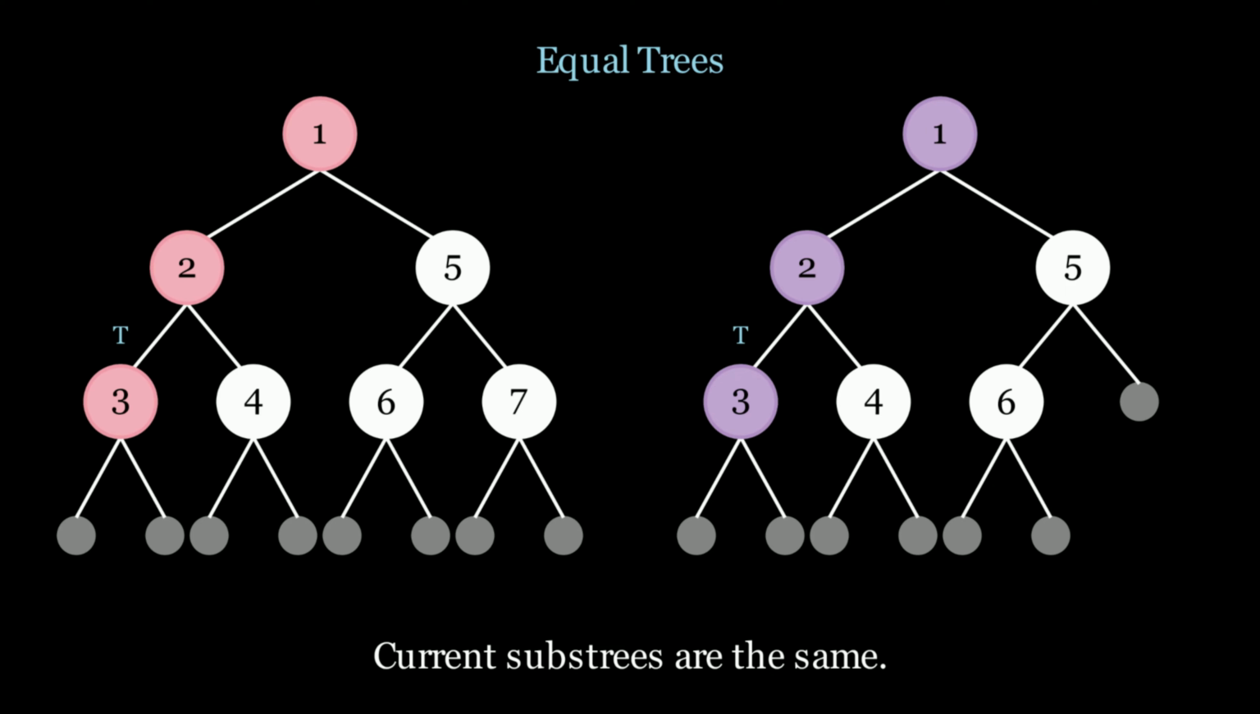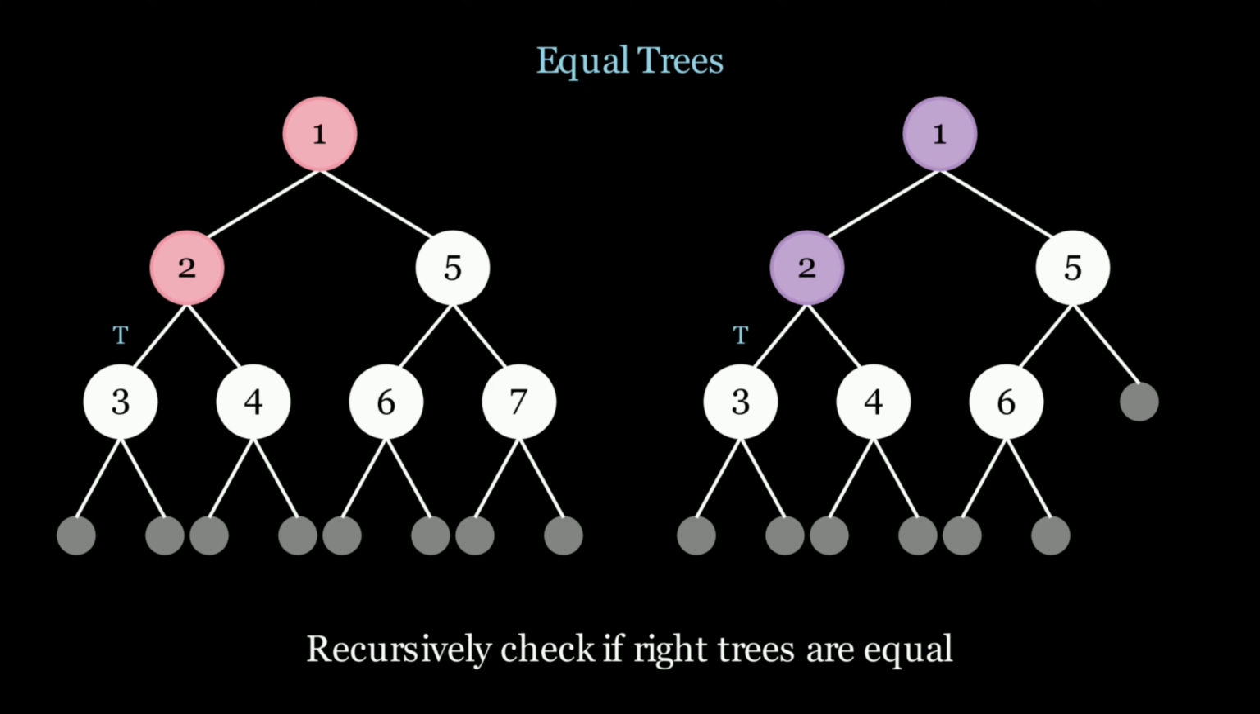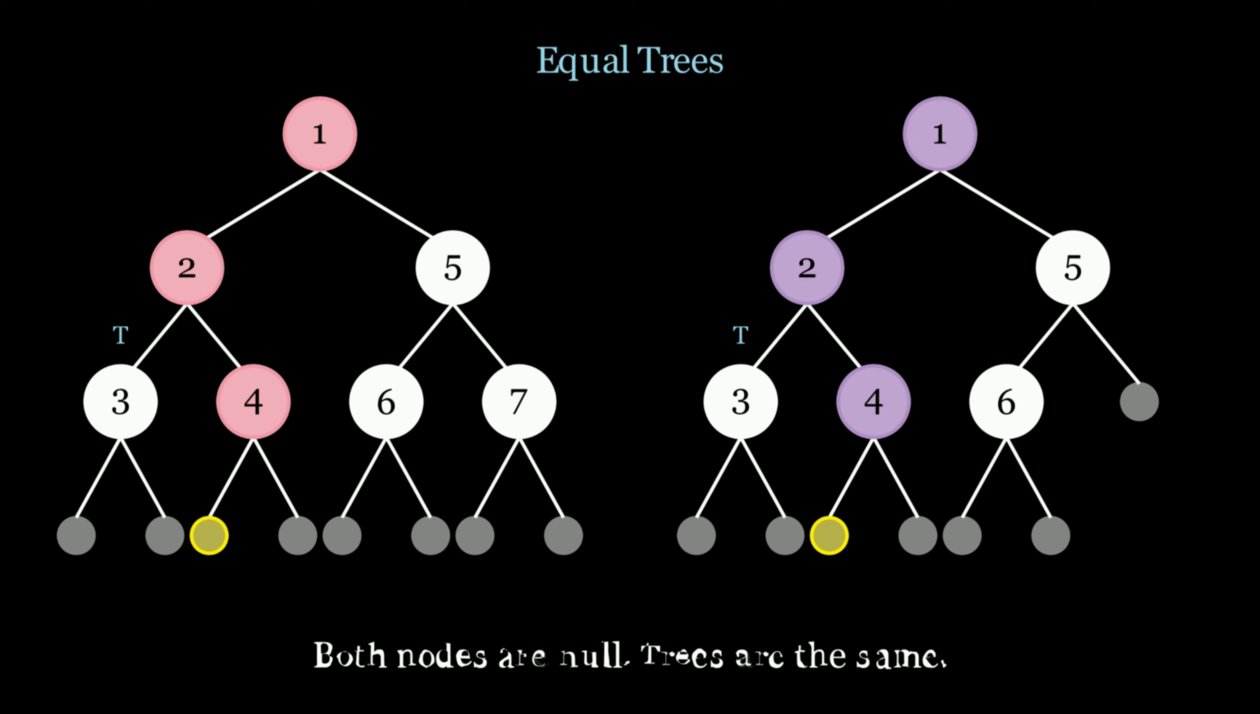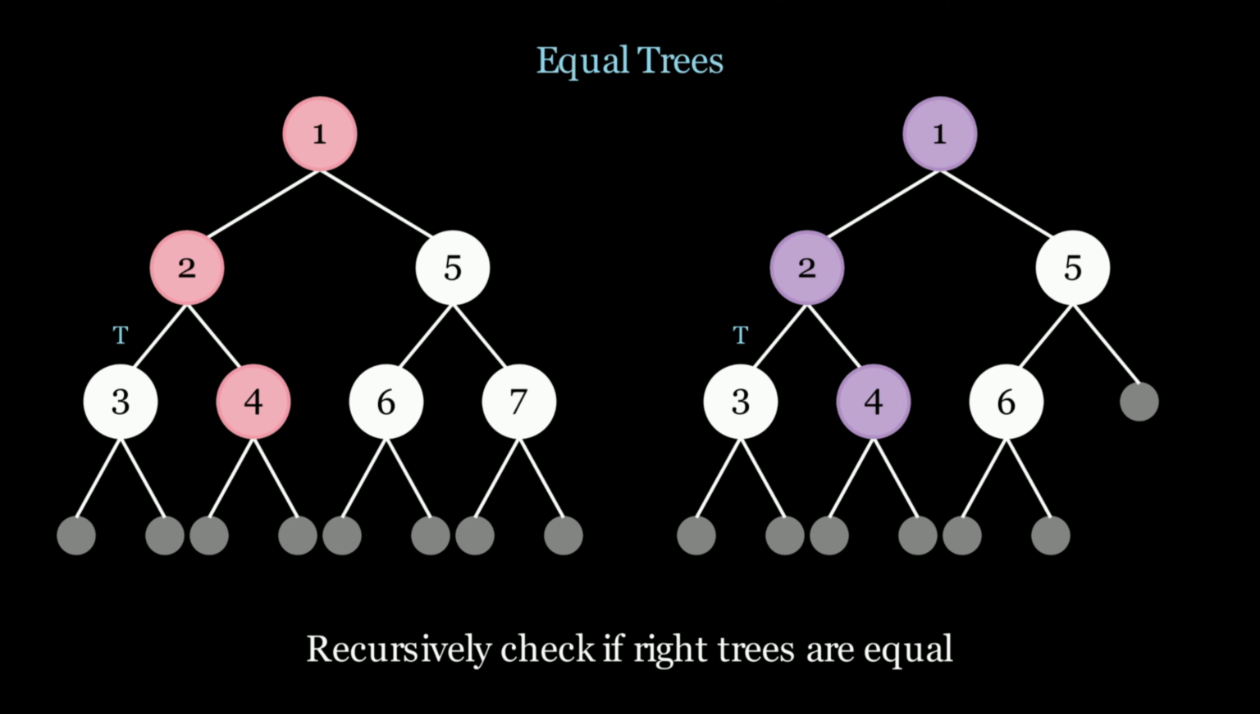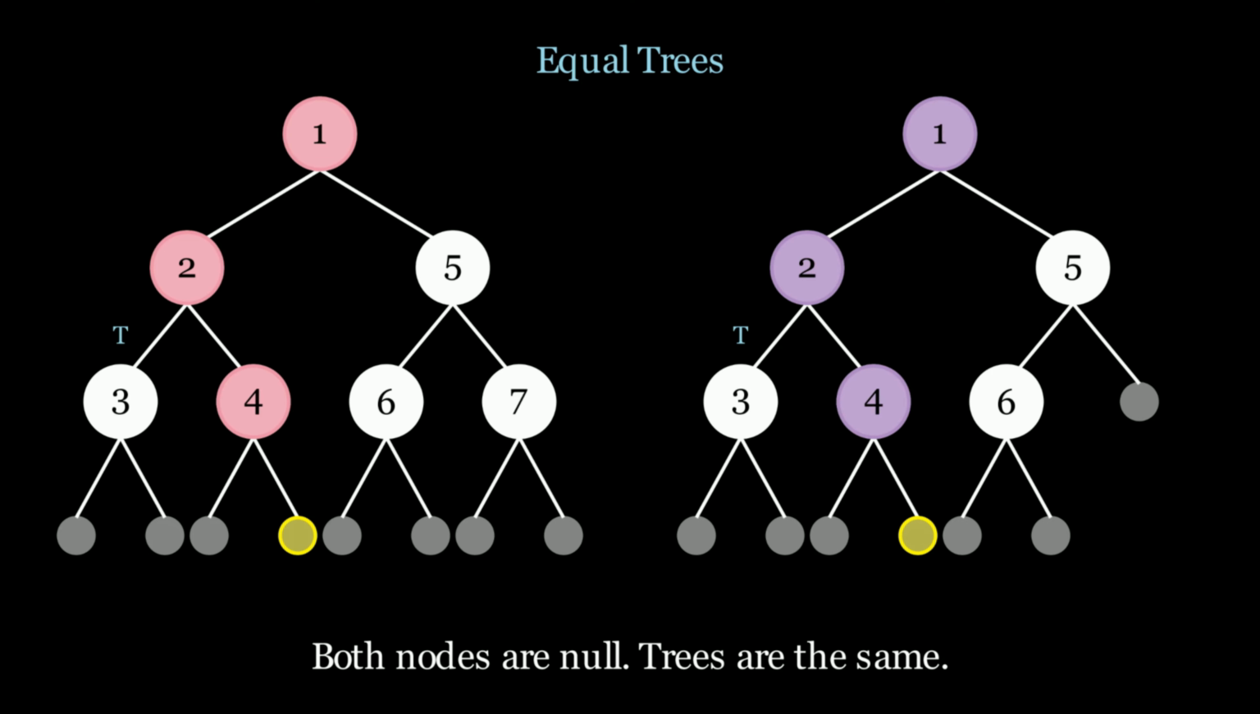So let's put true and go back up to node 2. Now we're at node 2, we have to check if the right subtrees are equal. So we go to node 4. The values are the same, so now we check the left subtrees, which is null. The trees are the same. And then the same thing happens for the right subtrees. They're both null in this case, so the trees are the same.